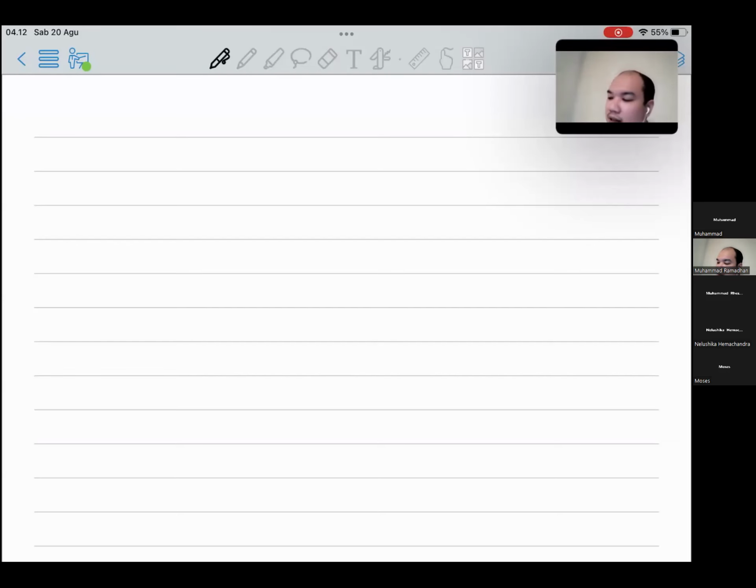Okay, so today's material is firstly about linear equations. What is a linear equation? The form of a linear equation is like this.